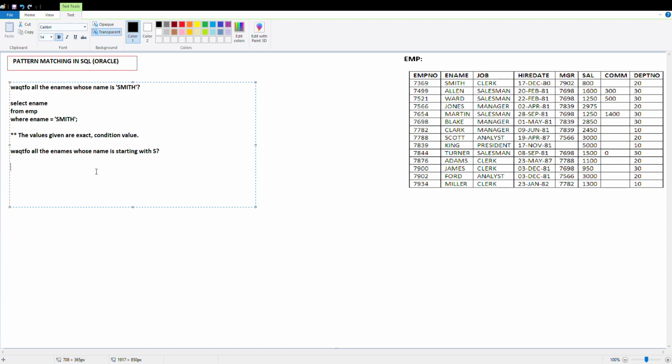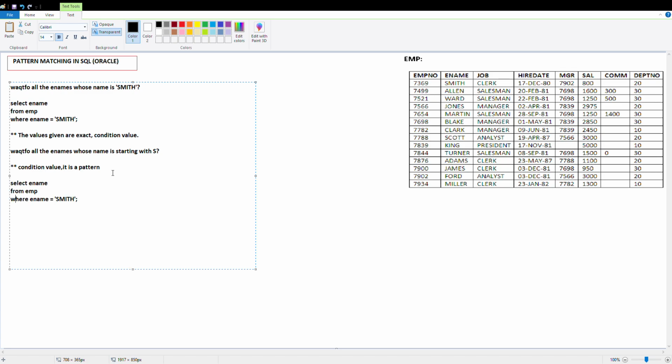The condition value I'm giving is not exact. When I'm saying exact, I'm not saying Smith, Allen, Rohit or something like that. I'm just saying the name should start with this. How do you handle that? The condition value is a pattern. The moment you have these kinds of pattern based conditions, the same methodology you have to follow. Nothing will change.